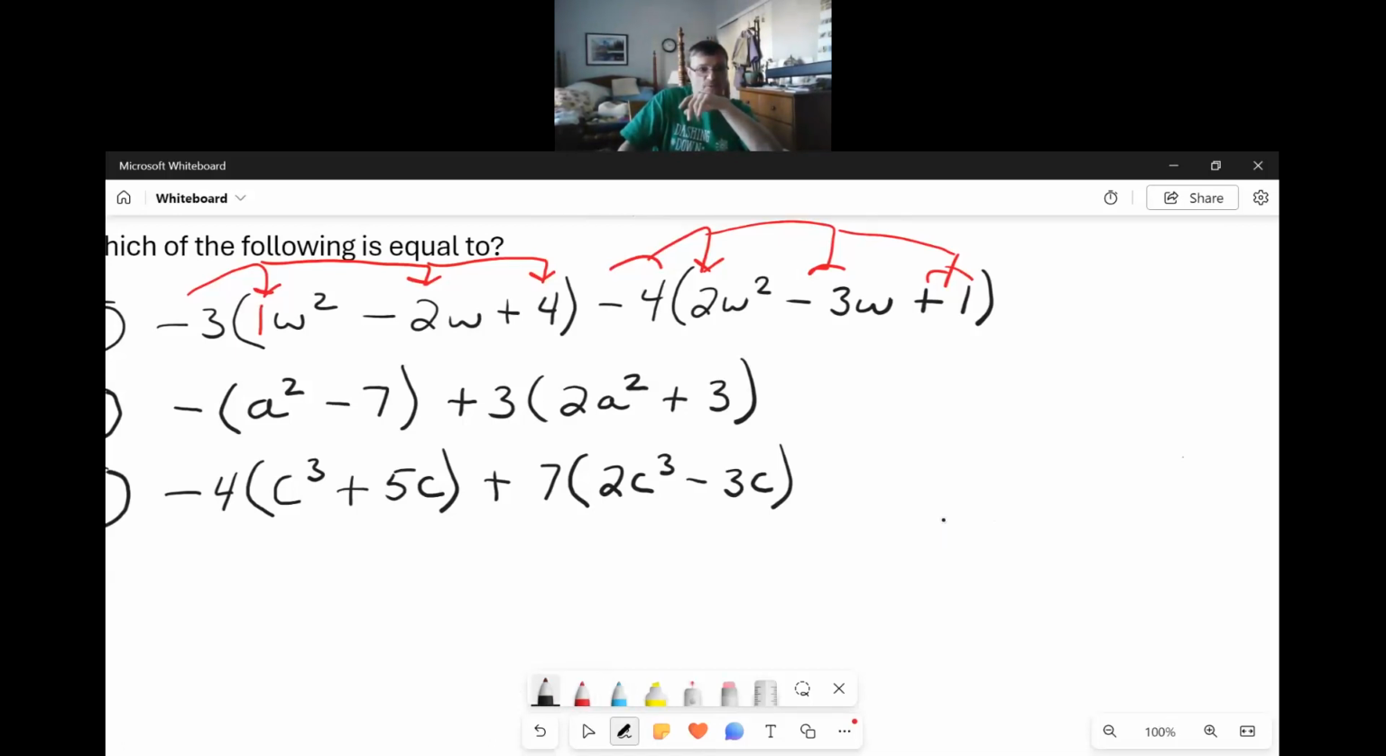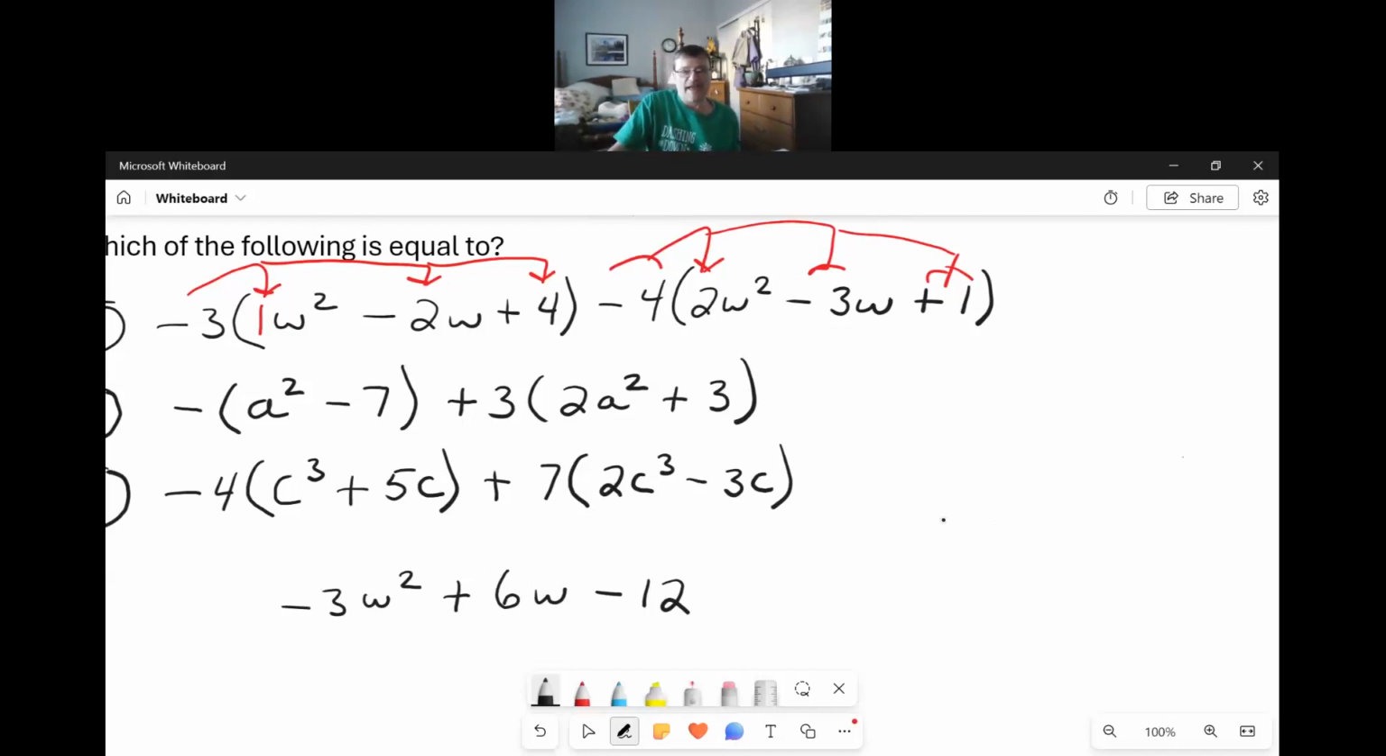Negative 3 times positive 1 is negative 3w squared. Minus, well, I don't know about minus. Hold on. So we got negative 3 times negative 2w. That's going to be a positive, right? Negative times negative is positive. 6w. And negative 3 times positive 4, rule 4 says negative 12. Signs are different, automatic negative. So we got that first taken care of here. So negative 3, positive 6, and minus 12. I got to check myself a couple of times because when you talk and write, you may not want to write something that you didn't mean to write.